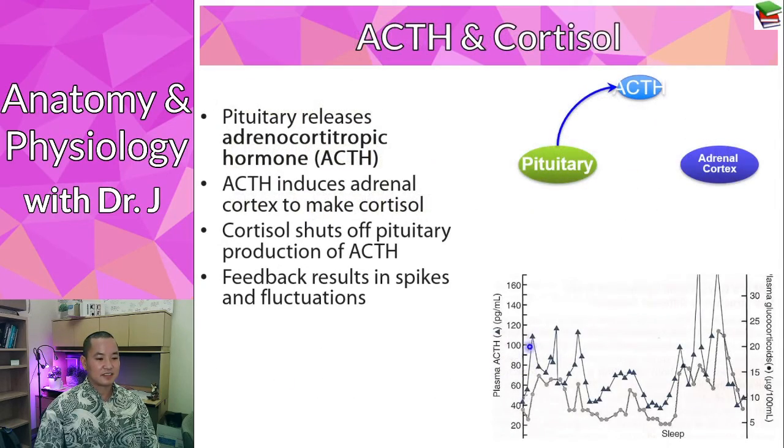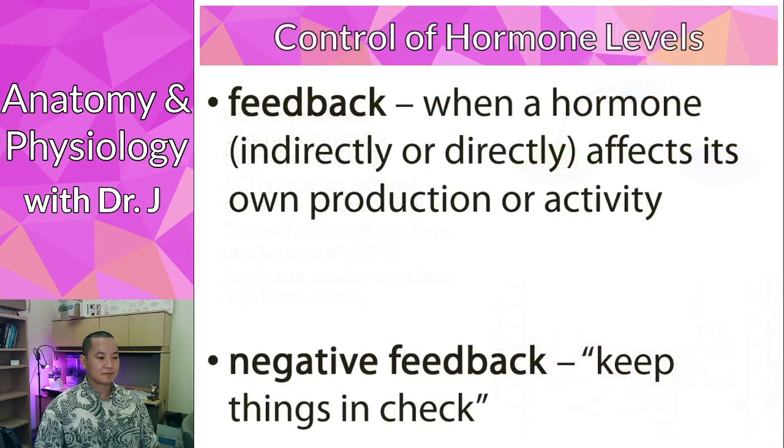So this is why you see all these changes in cortisol. As you notice here, the dark triangles are ACTH. Every time you have an increase in ACTH, notice that there is an increase in cortisol. But every time you have an increase in cortisol, that triggers a drop in ACTH. So this up-down pattern is all due to this negative feedback system. And there are multiple examples of this in the body.